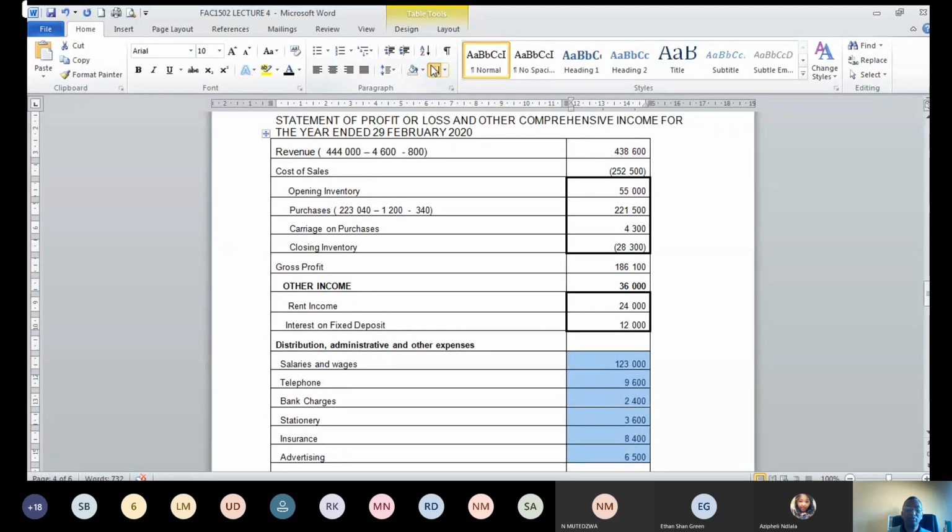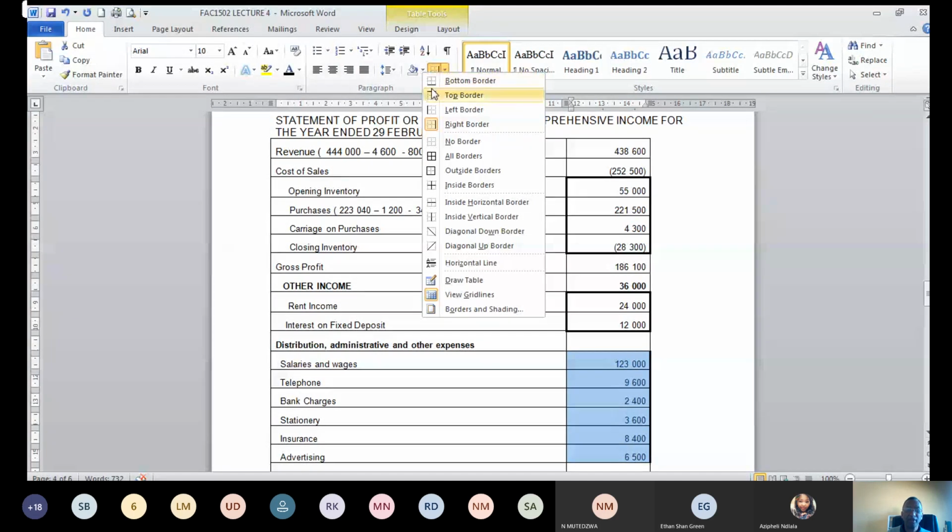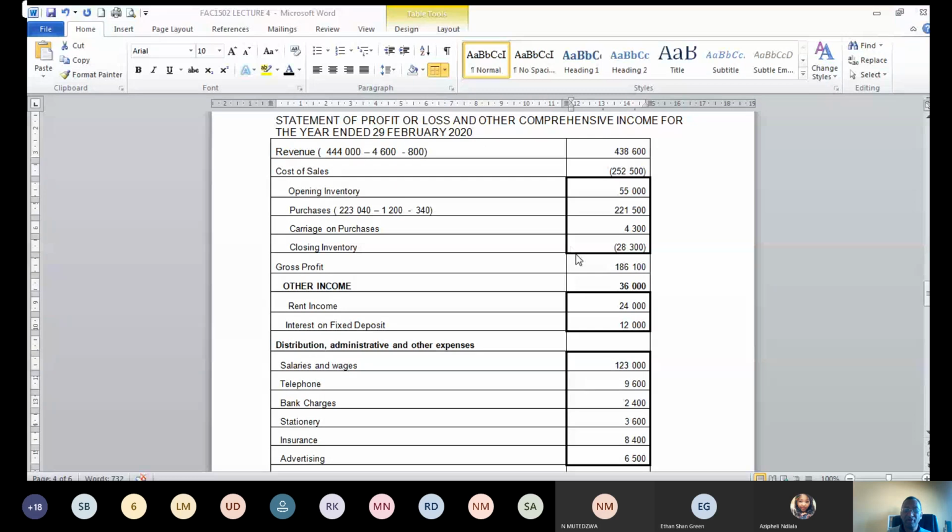I will block them, group them together, and if I group them together, my distribution, administrative, and other expenses in total, if I add all of that up, will amount to 153,500 Rand.